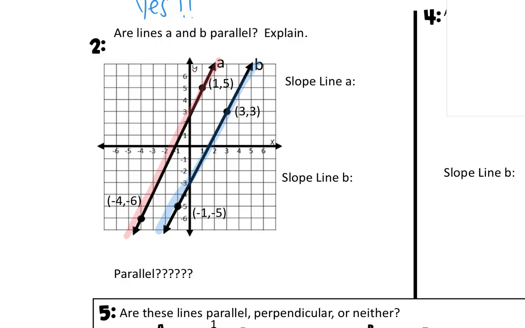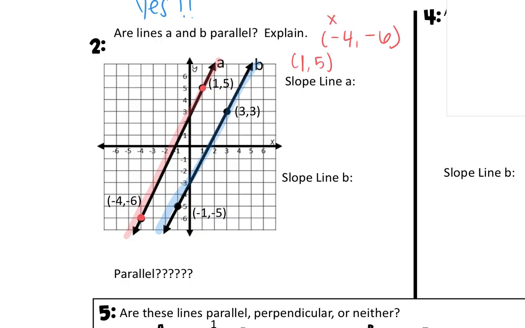All right. What you should have for number 2 is, well, for slope of line A, first of all, we're dealing with points (1, 5) and the other point is (-4, -6). Because you always go from left to right, (-4, -6) is the first point, and (1, 5) is going to be my second point.